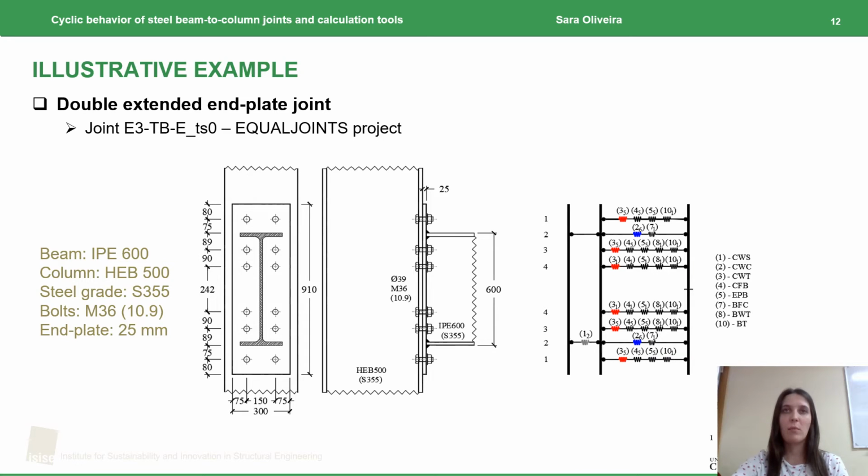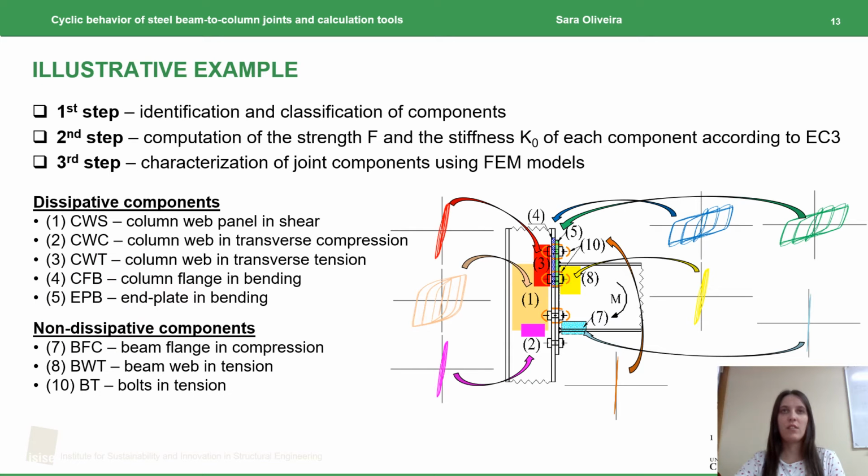The selected beam-to-column joint is a double extended end plate with 25 mm thickness without stiffeners, with 6 bolt rows, and was selected within the EqualJoint project. The first step is identification and classification of components. The second step is the computation of the strength and initial stiffness according to Eurocode 3.